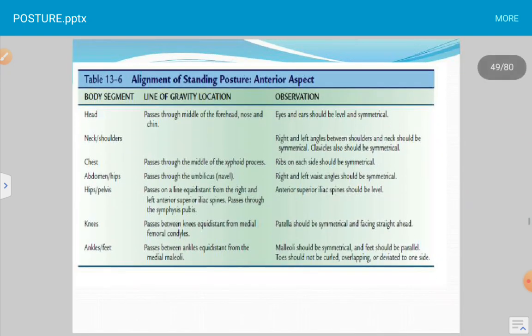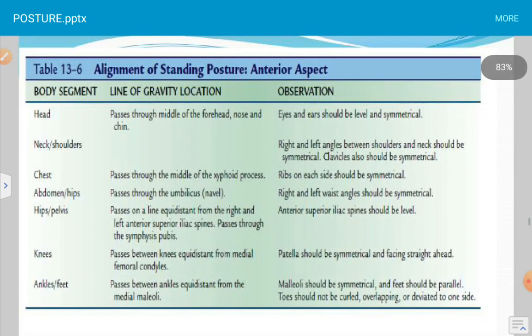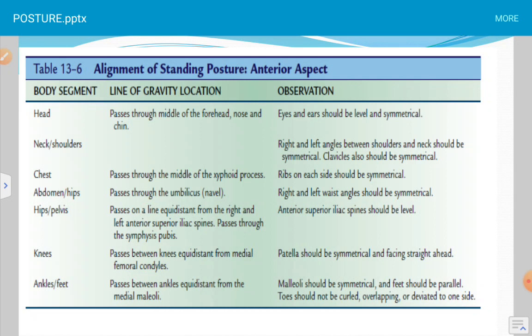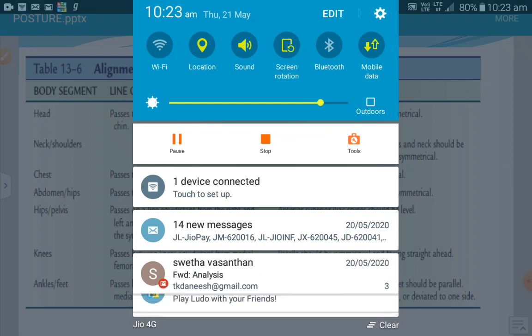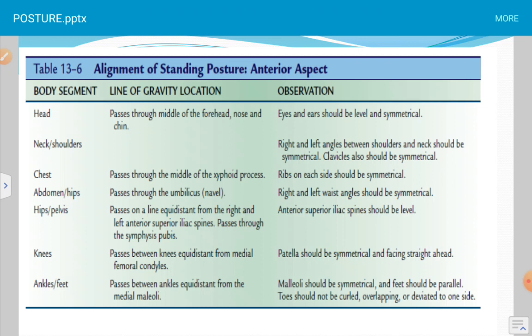Taking the head in the alignment, the LOG, the line of gravity, passes through the midline of the forehead, nose, and chin. When observing a person from outside, the eyes and ears should be level and symmetrical.